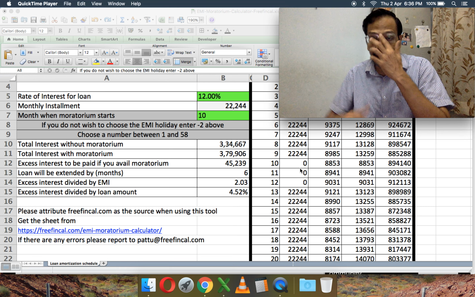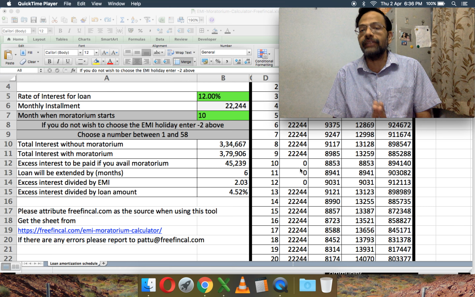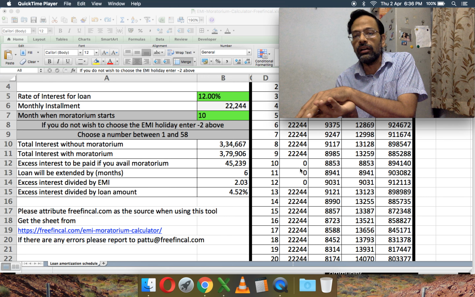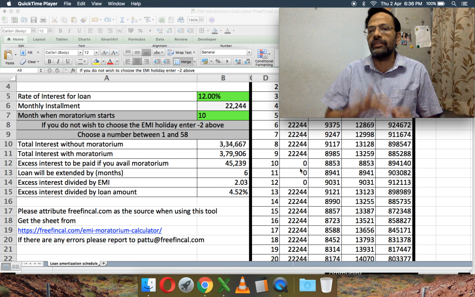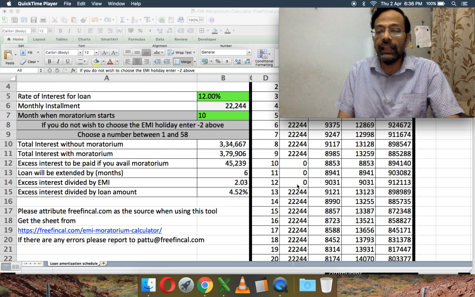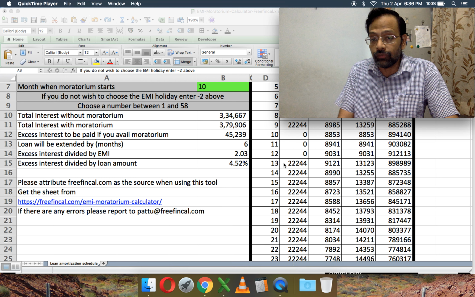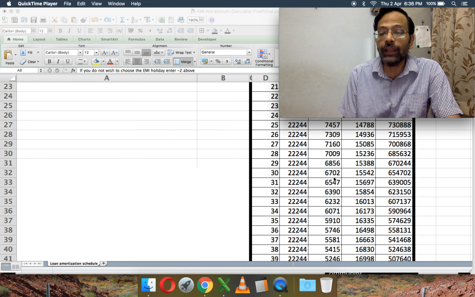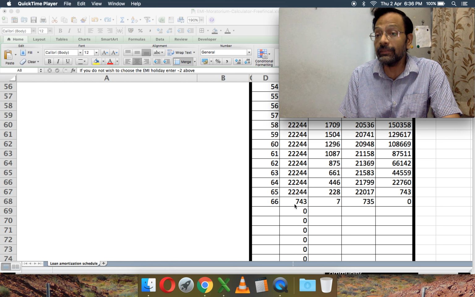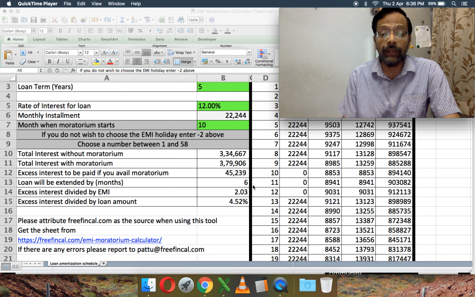9,03,082. So for each month you take the moratorium, the interest will continue to accrue, but it will get added to the outstanding balance, and the next month's interest will be calculated on the revised outstanding balance. So from the 13th month the EMI will continue, and you can now see how many more installments you have to pay. Earlier the loan would end at the 60th month. Now you have to pay 1, 2, 3, 4, 5, 6 months more, and almost a little more than 5 EMIs more.